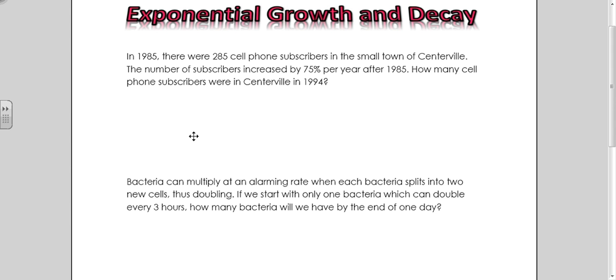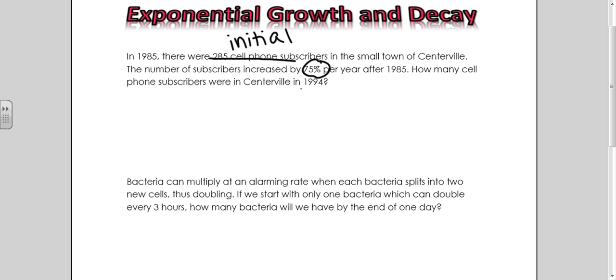Let's look at exponential growth and decay problems. The first one says in 1985 there were 285 cell phone subscribers. This is important. This is our initial amount, so underline it and state initial. In the small town of Centerville, the number of subscribers increased by 75% per year after 1985. How many cell phone subscribers were in Centerville in 1994?